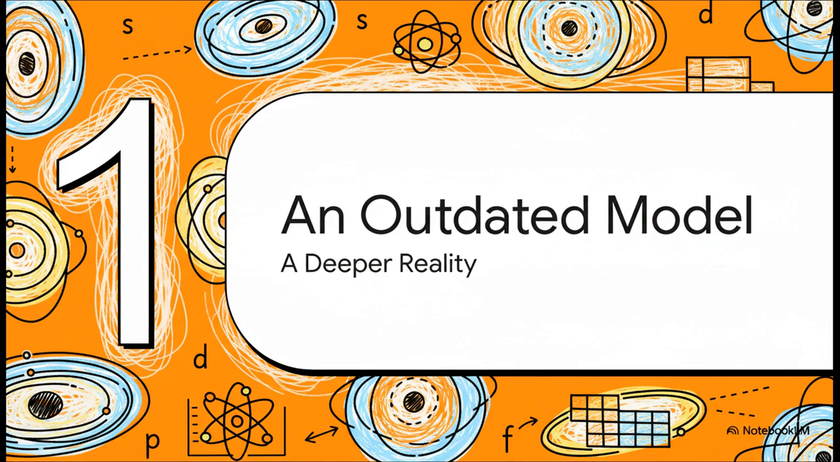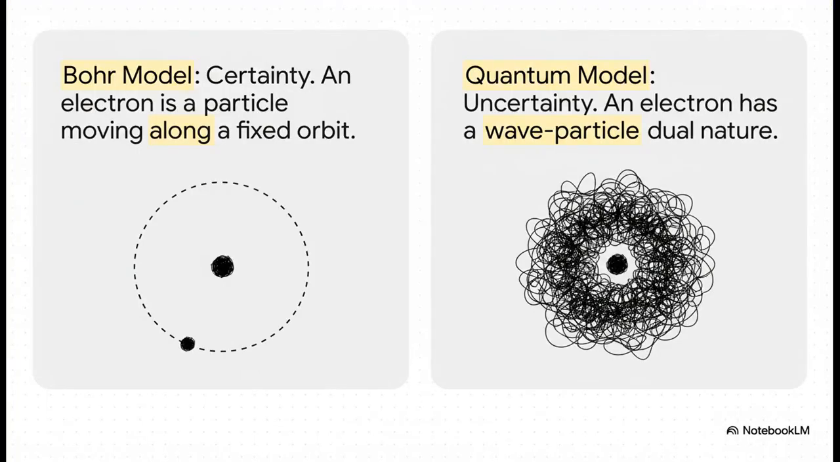Back in the early 20th century, some game-changing ideas, like electrons acting as waves and the Heisenberg uncertainty principle, showed that the simple little Bohr model just wasn't the whole story. It was time to dive into a deeper and, honestly, a much weirder reality. And this, right here, is the quantum leap. It's a huge shift in thinking. We left behind the certainty of the Bohr model, where you could say the electron is right here, and we jumped into the uncertainty of the quantum model.